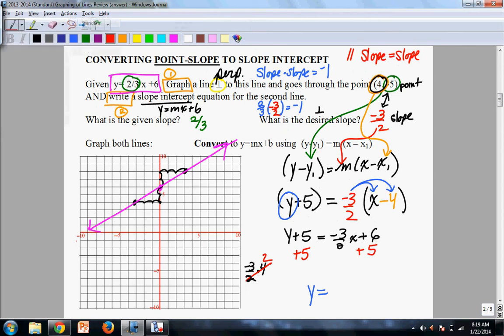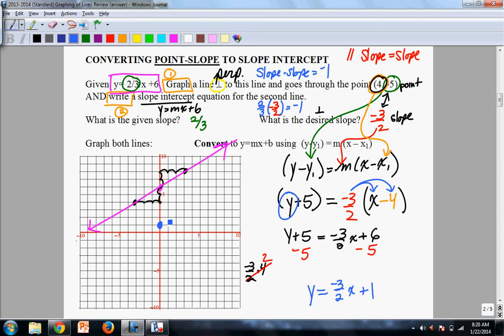It's minus 5. I'm getting up my toolbar here to fix it. Okay, so it's minus 5, minus 5. So your final answer is y equals negative 3 over 2x plus 1. Now we graph. Stay with me.